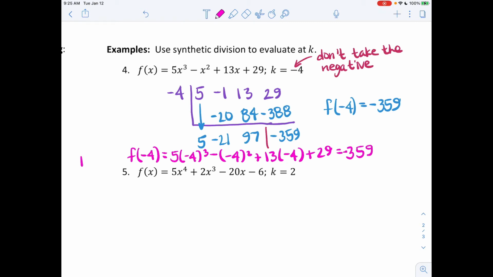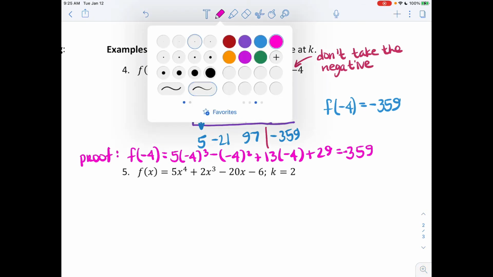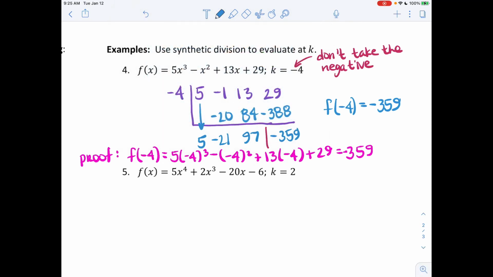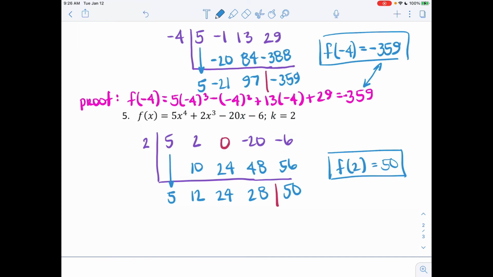So this is kind of our proof. You don't have to do this every time, but I just wanted you to see it once to know where this is coming from and what we're really talking about. So this is our answer, and notice that it's the same value here. I'd like you to try number 5 and then come back here to see how you did. Okay, let's take a look.